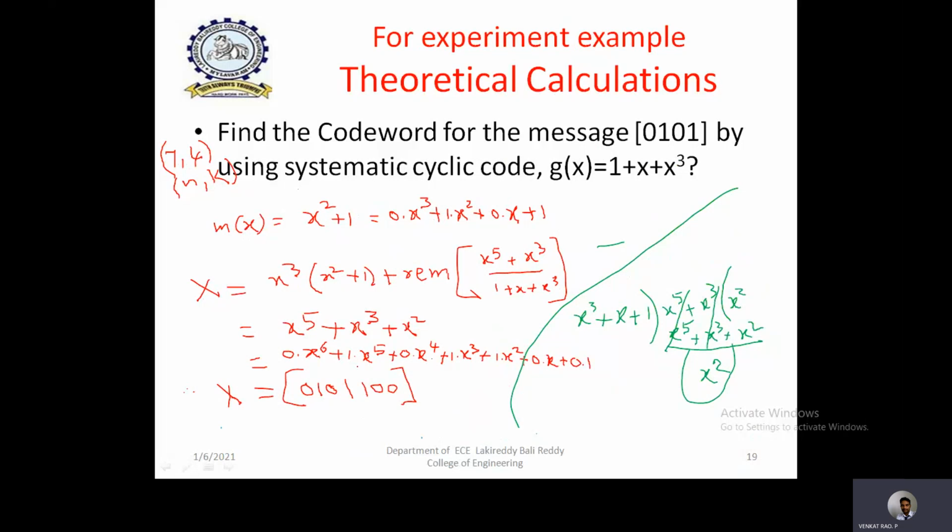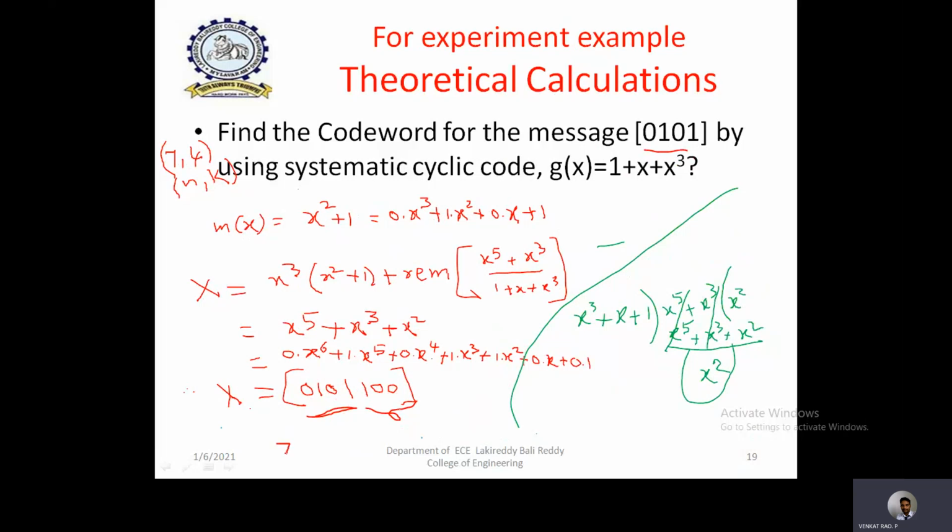You can clearly observe this is the systematic code because these are the message bits, that is 0 1 0 1. Only after the message bits the parity bits are added systematically, that is 1 0 0. So if anybody asks what are the parity bits in this code word, 1 0 0 are the parity bits. What are the message bits? These 4 bits are the message. Okay, finally how many bits are there in the code word? 7 bits. 1 2 3 4 5 6 7.